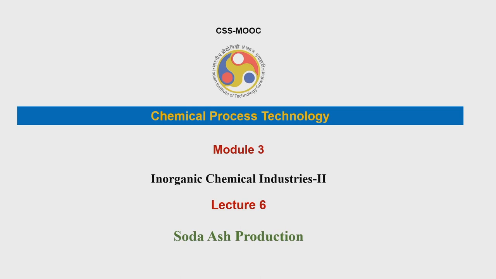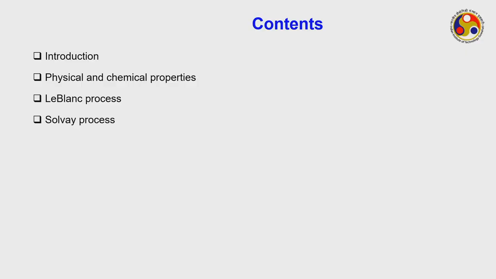So we will see both aspects, the thermodynamic aspects, the reaction aspects, and then the flow sheet, and we will also discuss the various flow schemes. So what I will do, I will first introduce soda ash in general, and what are the types available, the ores. Then we will discuss the physical and chemical properties of soda ash. Many of you are aware of where it is used.